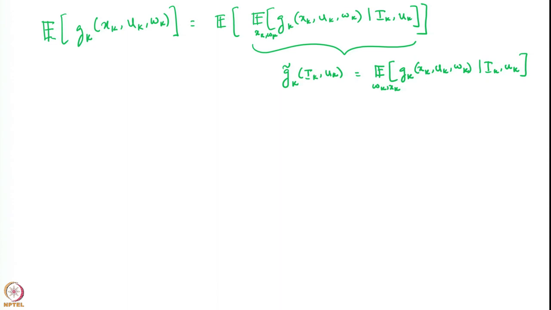Now, what you can see is that the expectation on the left can always be written as this sort of expectation on the right. We can see that we can equivalently write the cost. The cost is simply the expectation of the summation of g tilde k of I_k, u_k for k equal to 0 to n minus 1, plus the last term, which was g_n of x_n.